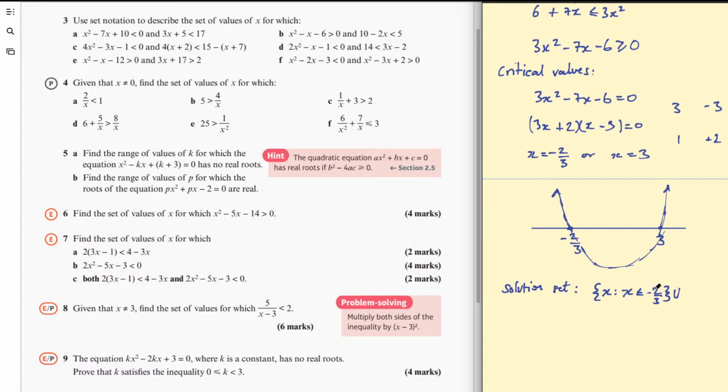And x less than or equal to negative 2 on 3, or x greater than, running out of room, x greater than or equal to 3. Okay, hopefully you can still see that squished in there.